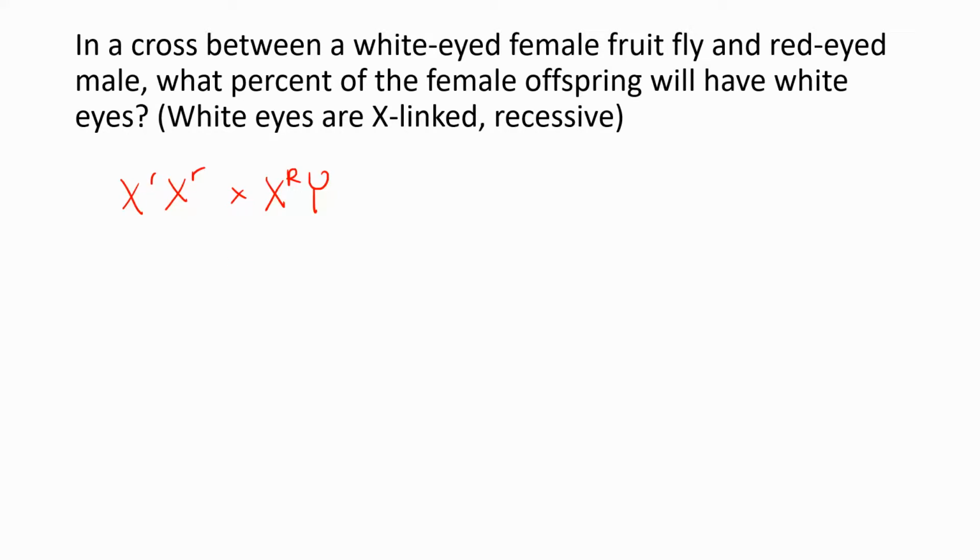Okay, so if we do this cross, what percent of the female offspring will have white eyes? Well, the only thing that the mom can give is the allele for white eyes. So we've got a 1 in 1 chance of that. How many recessive alleles can the dad give? Well, hopefully you answered 0. Multiply those two probabilities together, your probability is 0. This lady fly with that man fly cannot produce white-eyed females.